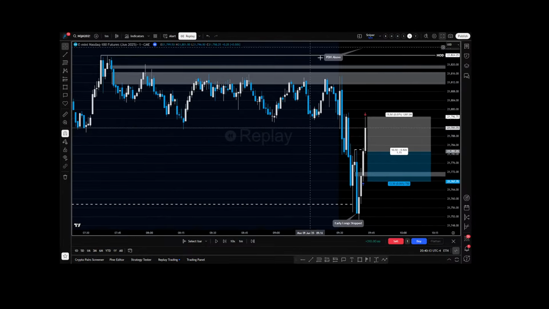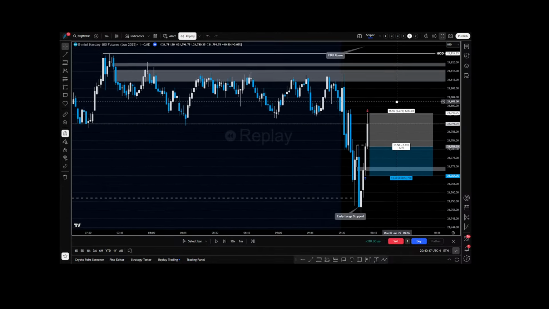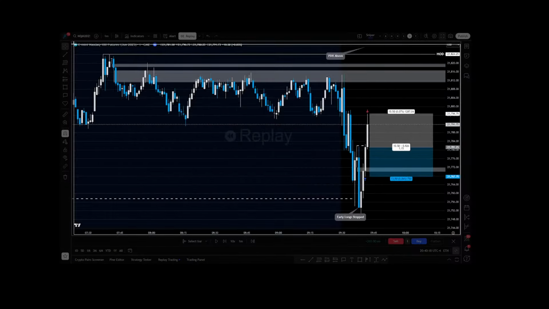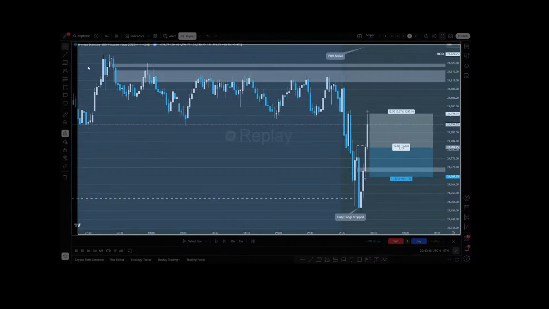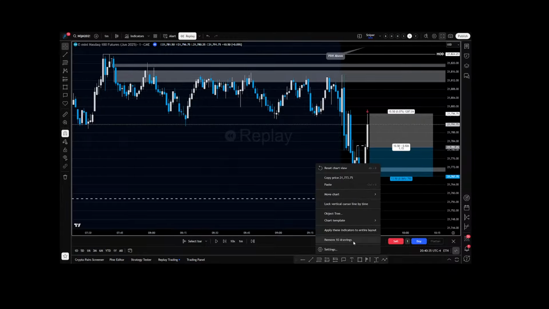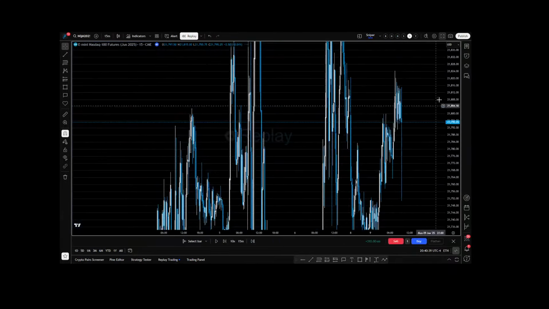High of the day there, previous day high above. Setups like this is what you want to wait for. This is why you want to preserve your capital, right? You don't want to be getting caught up in chop before this and being stopped out and having poor psychology by the time an A plus setup does come. So that's Monday. We'll jump into Tuesday now.